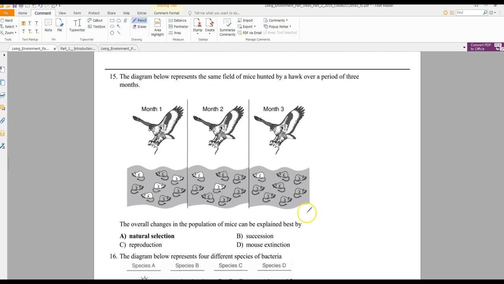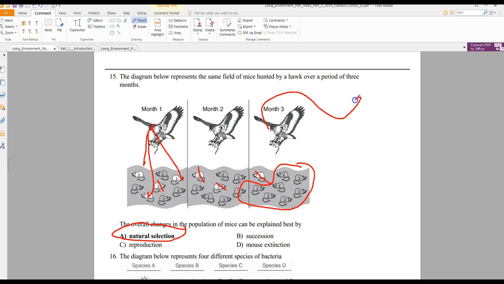Look at this again. The overall changes in the population of mice can be explained by natural selection, survival of the fittest, baby. These mice died off because they could be seen. I see you little guys because you're not camouflaging from the background. They start dying off, and then eventually you just get these guys, and they have to go somewhere else to find food.